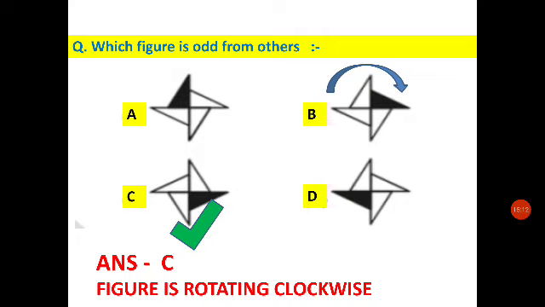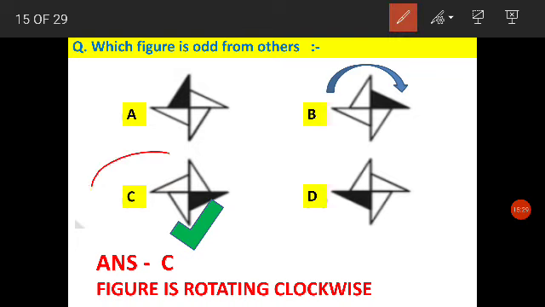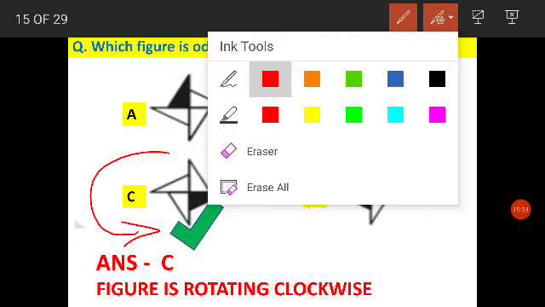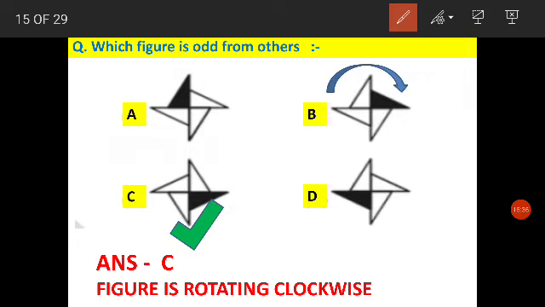So C is actually odd because if you rotate the figures, if you see the first figure, when it is rotated clockwise, you get the position B. When it is further rotated clockwise, you get position D. But C is actually rotating in an anti-clockwise manner. So this is the odd figure and this is the answer.